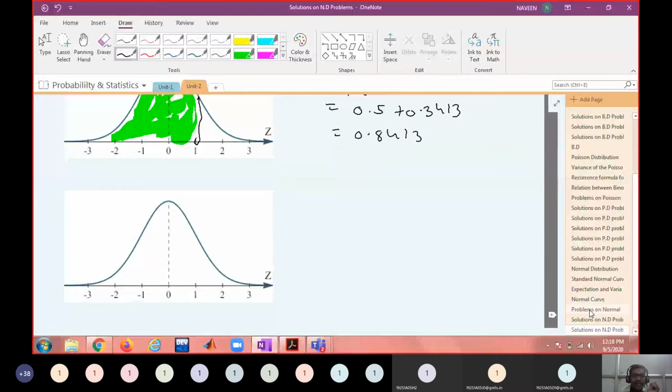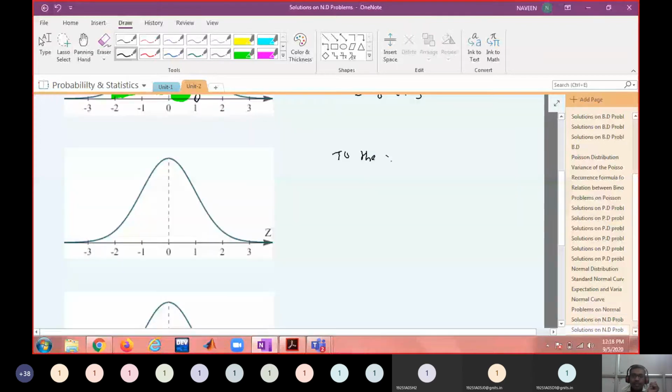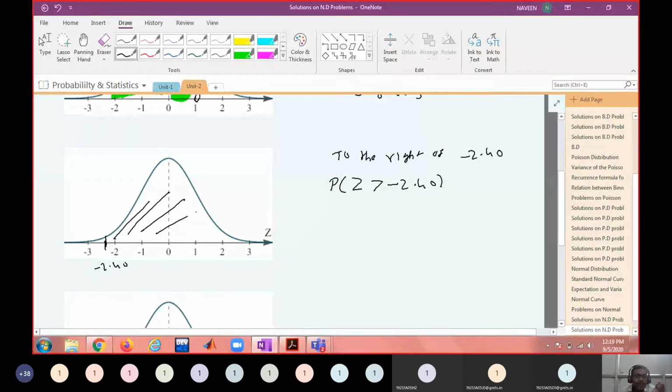To the right of minus 2.40. Right means what? Probability that z is greater than minus 2.40. Okay, so minus 2.40 is a negative value. So this is minus 2.40. To the right means this entire area you have to find out.